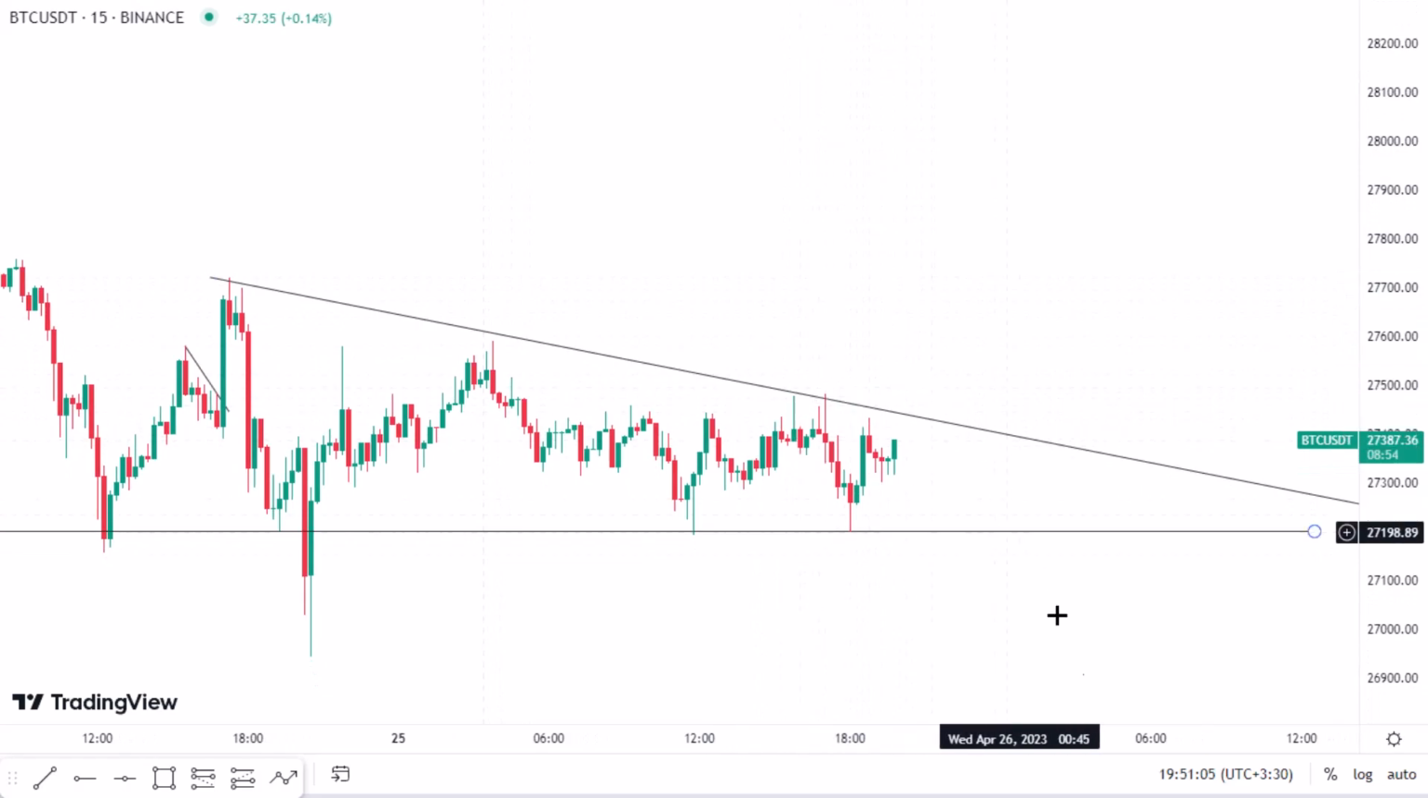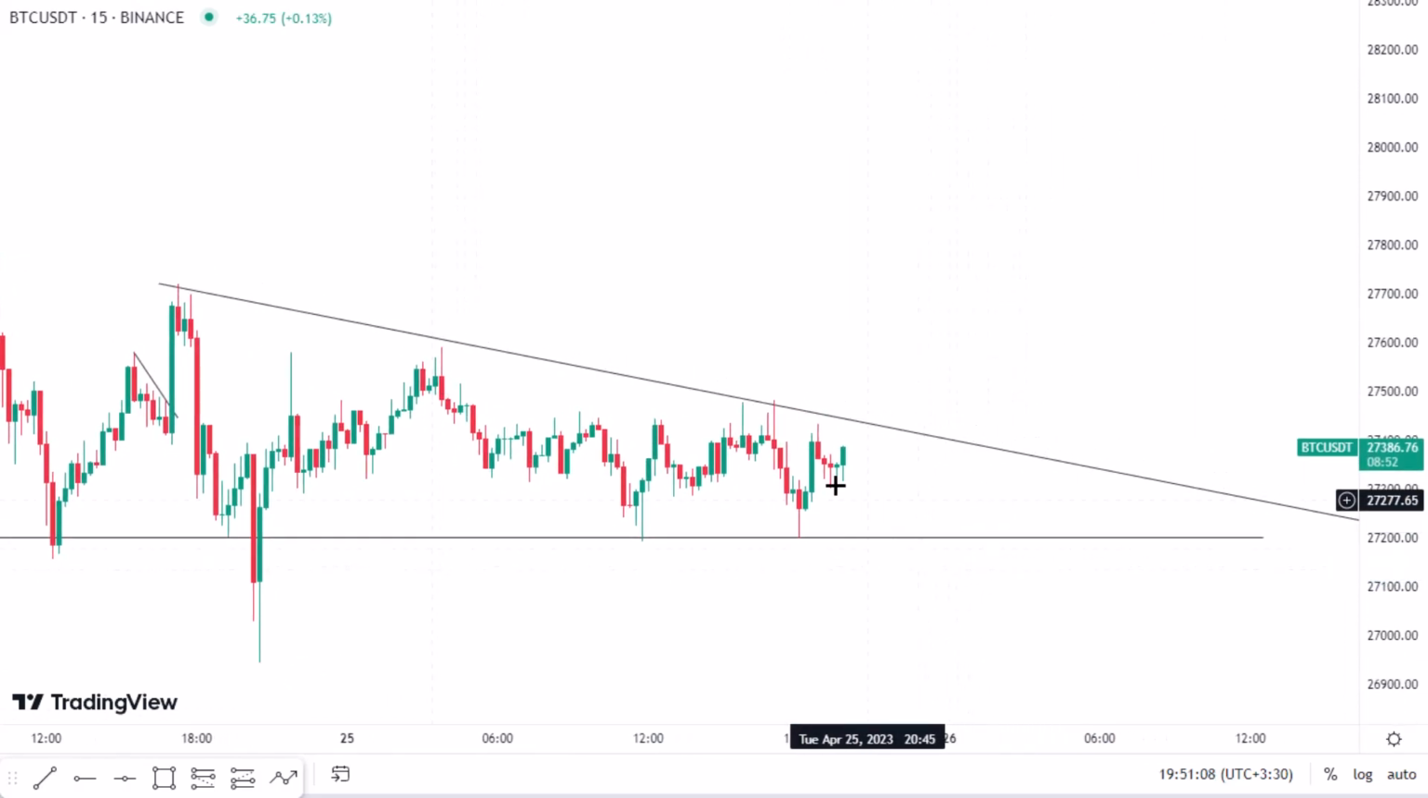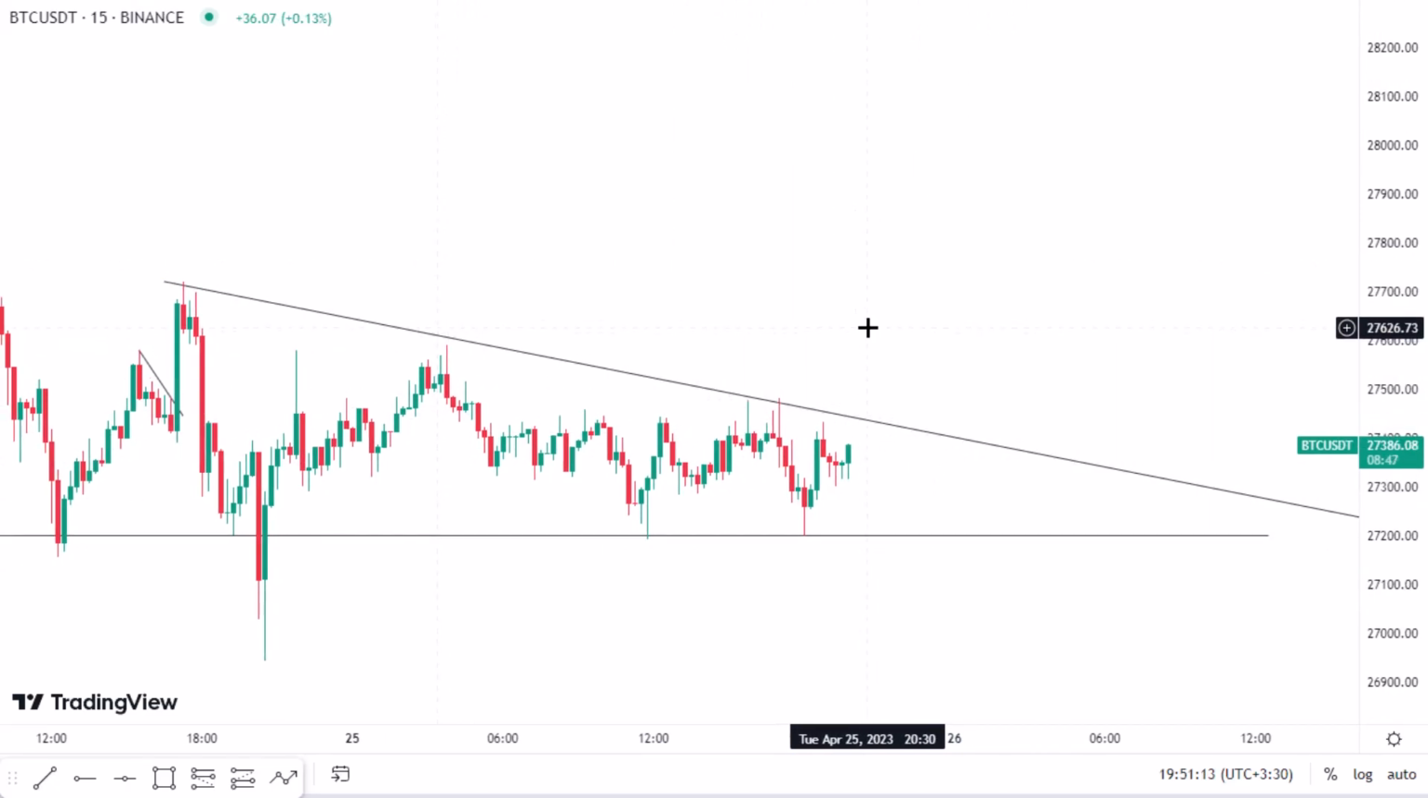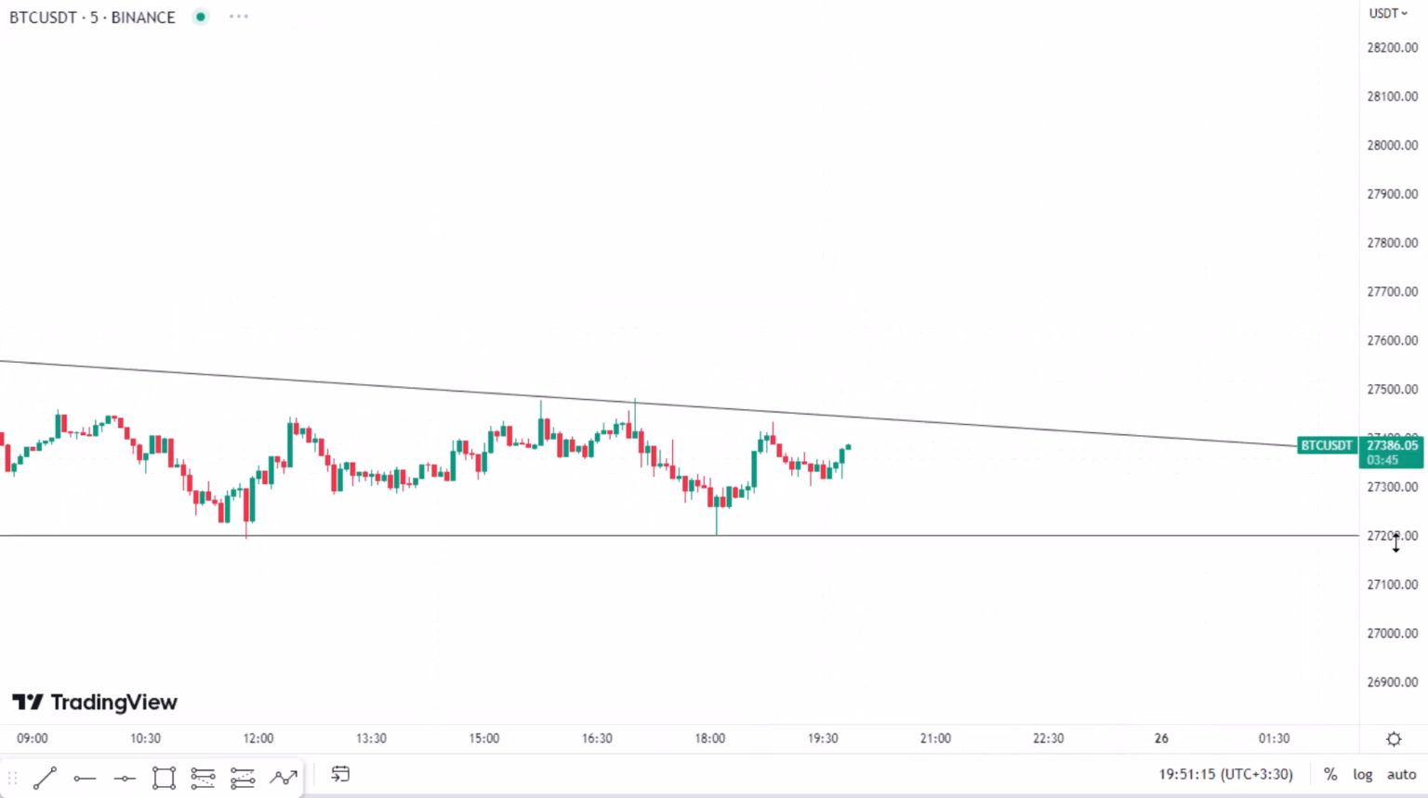The price might actually start dropping from here, but if it can't break this trend line in the 1 hour time frame. Let's check the 5-minute time frame too.